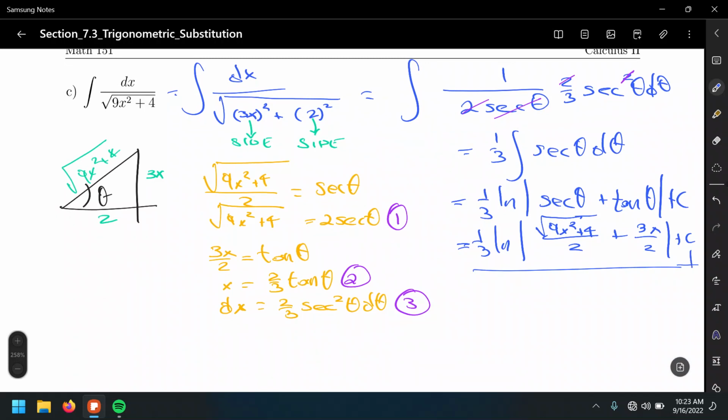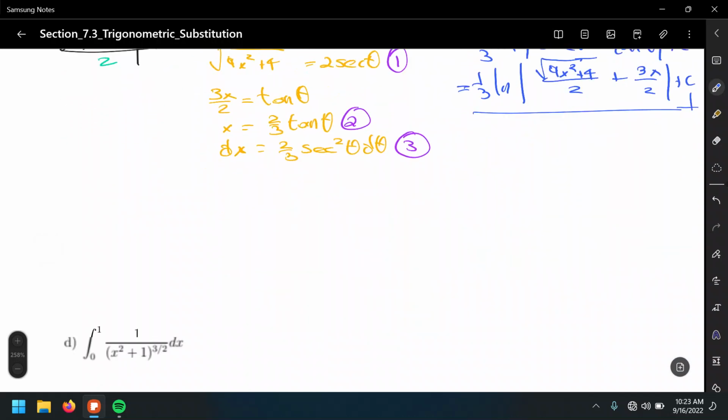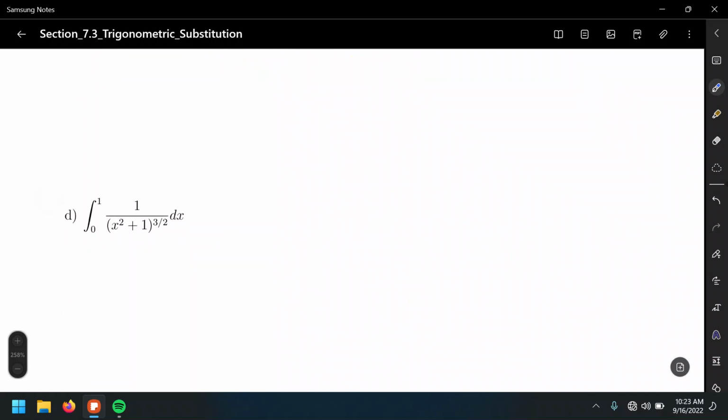And let's do, I think there's one more, or two more, let's see. Okay, the next one, it's a definite integral, and actually it doesn't really look like a radical. So our job is to make this look like a radical. So let's see, what do we have? This time we have the integral of x squared plus 1 to the 3/2.